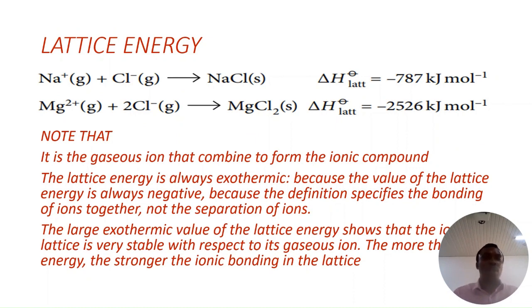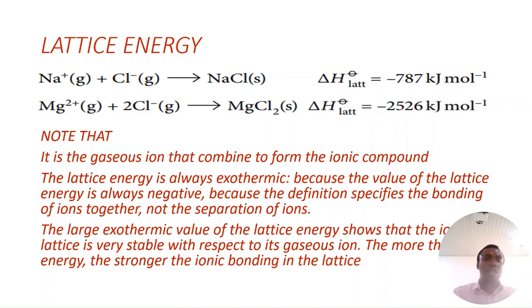This is an equation representing the lattice energy of sodium chloride. The reaction is always an exothermic reaction. You can see a large amount of energy is released to the surrounding environment. The lattice energy of sodium chloride is minus 787 kilojoule per mole. The lattice energy of magnesium chloride is minus 2,526 kilojoule per mole. The negative sign is an indication that the reaction is exothermic.